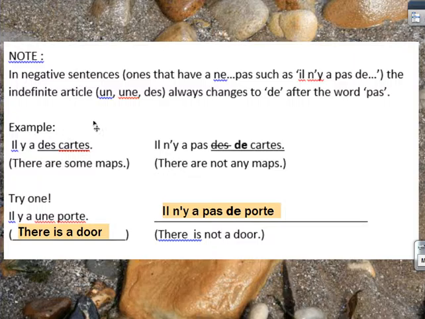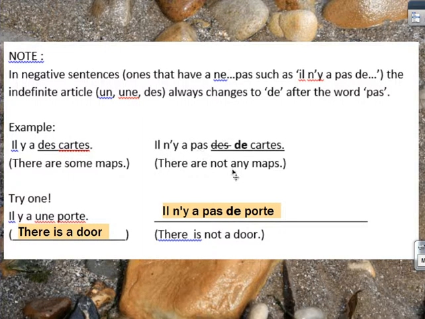So let me give you an example because I know it sounds weird to say the indefinite articles un, une, and des change to de after a pas in a negative sentence. It's a lot to remember. So let me just show you. We're in the show me state, right? So you have a perfectly lovely sentence here. Il y a des cartes. There are some maps.